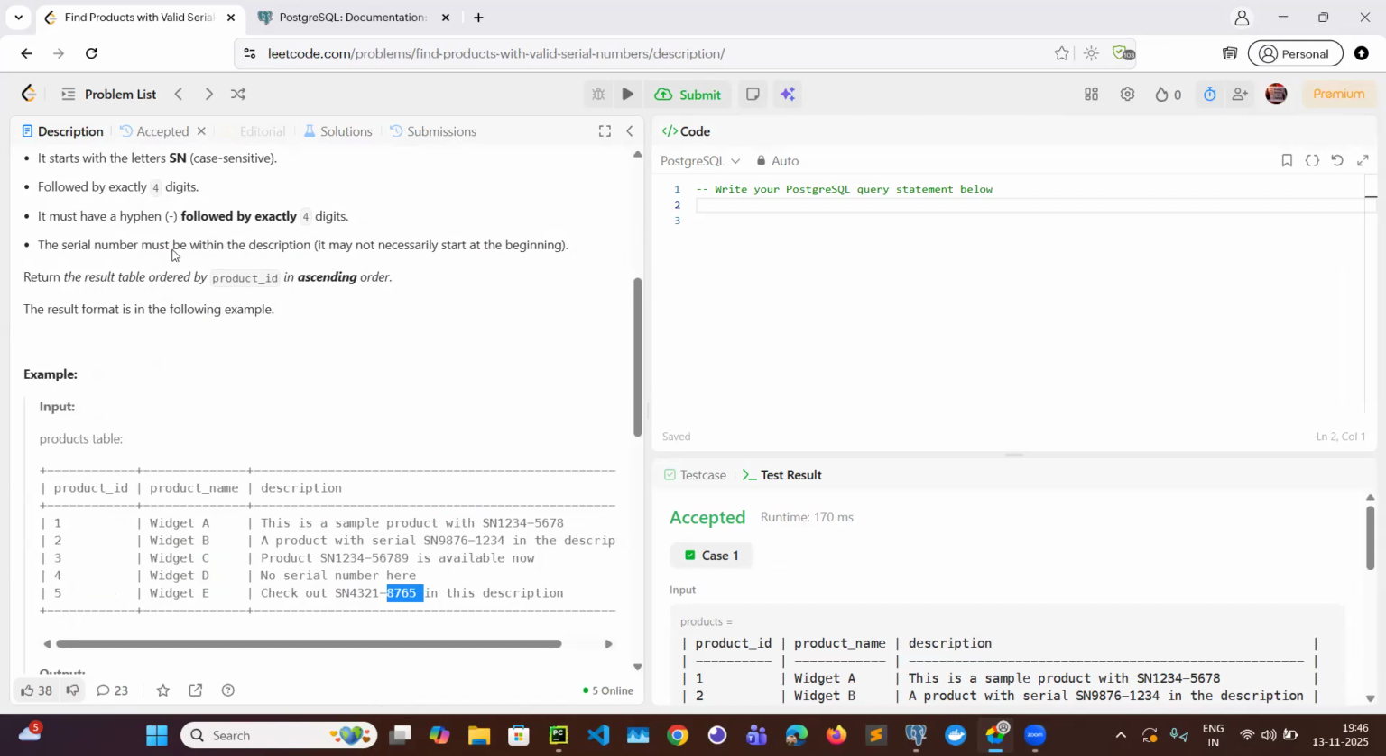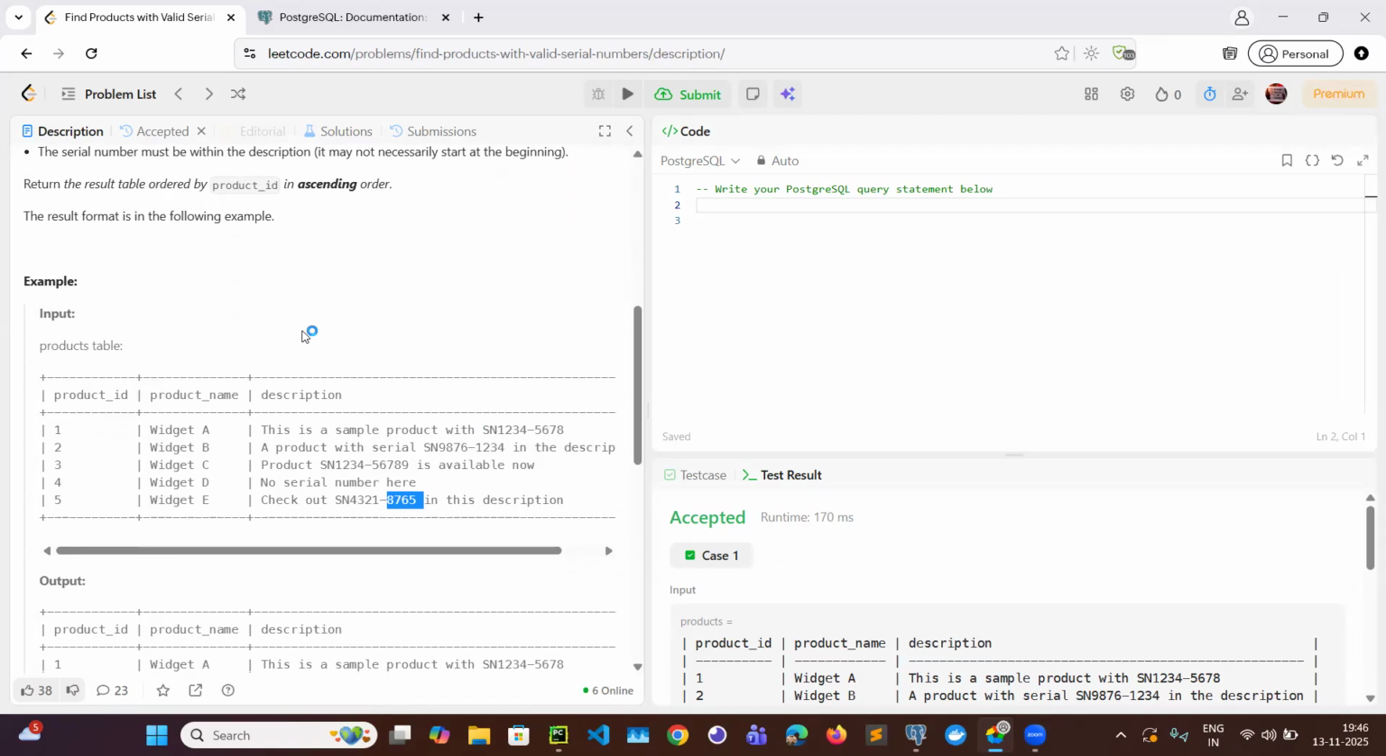And a serial number must be within the description. It may not necessarily be at the start. So basically, the serial number can be at any place. It could be at the start, it could be in between, it could be at the end, it could be anywhere. And eventually, we need to return the product ID, basically by putting an order by clause.